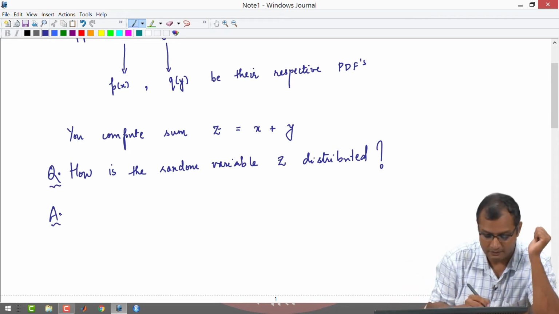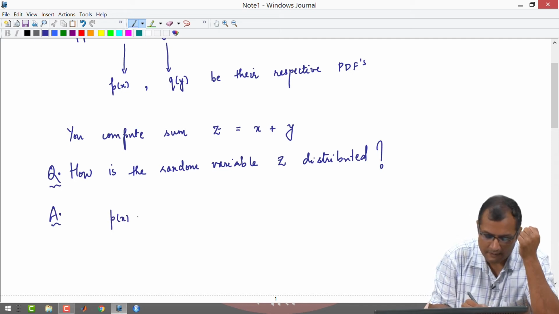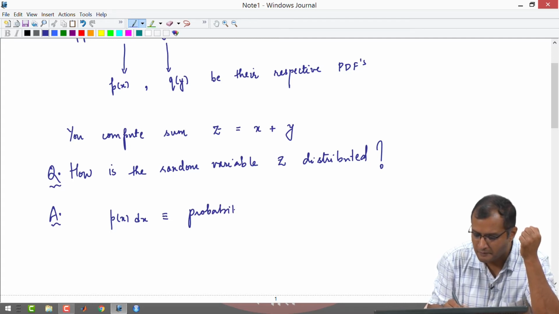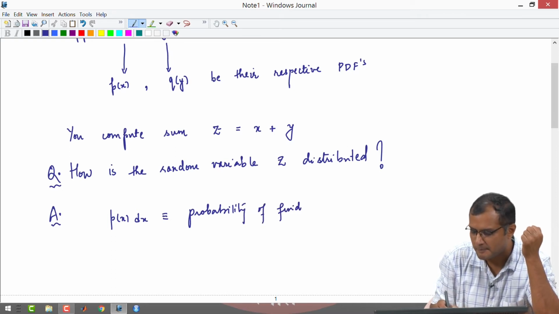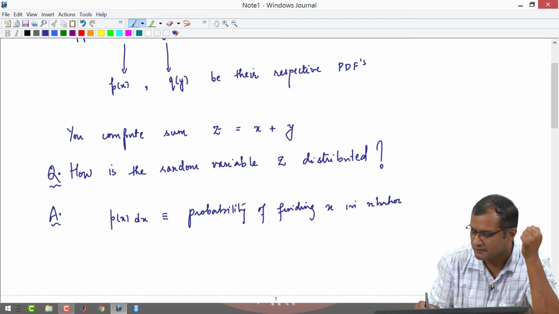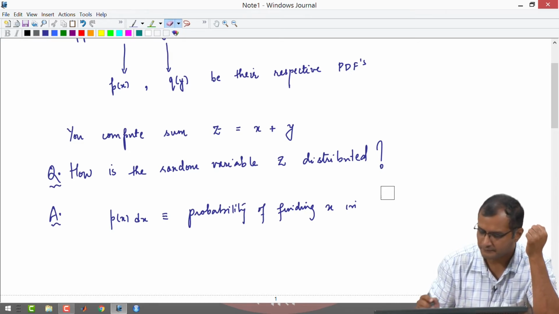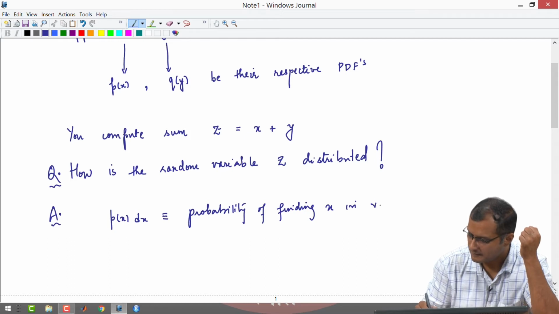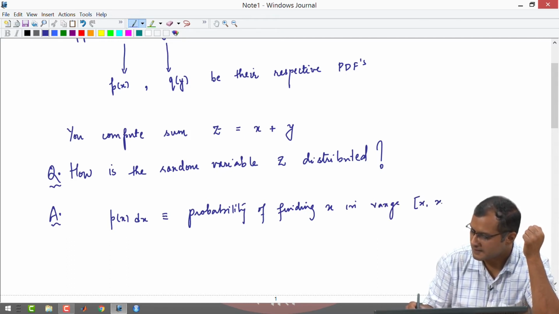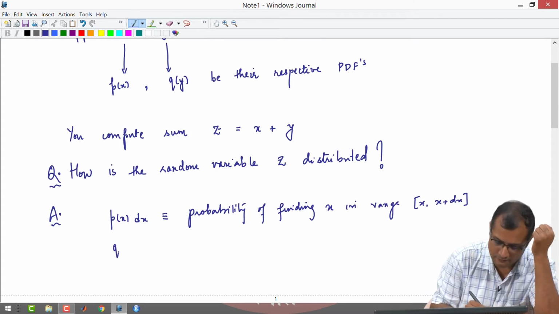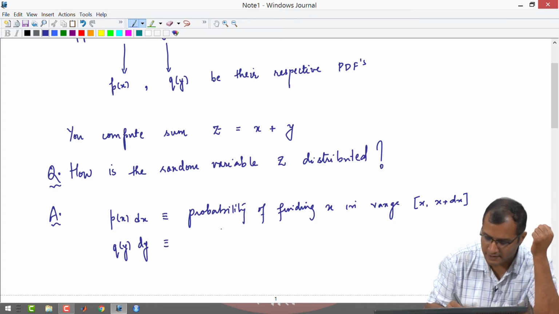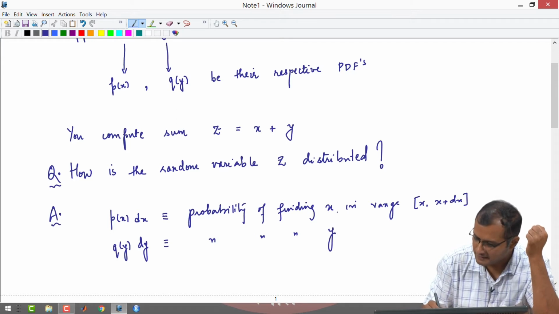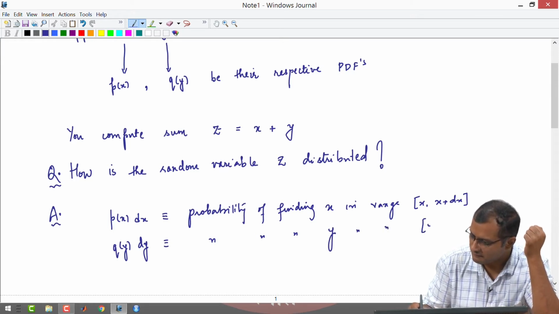So, recall that p of x dx is the probability of finding x in the neighborhood, okay, in the neighborhood of, or in the interval x to x plus dx, and similarly q of y dy is the probability of finding y in the range y to y plus dy.